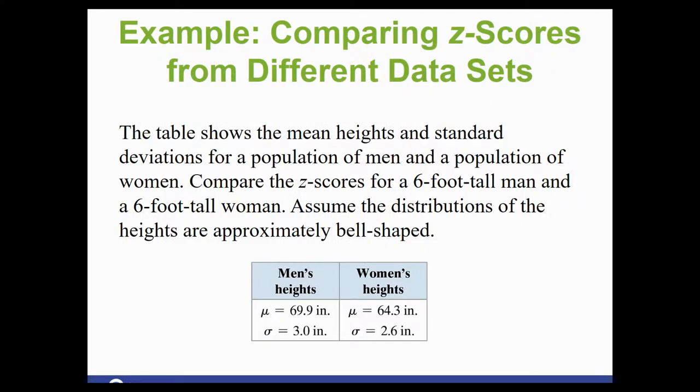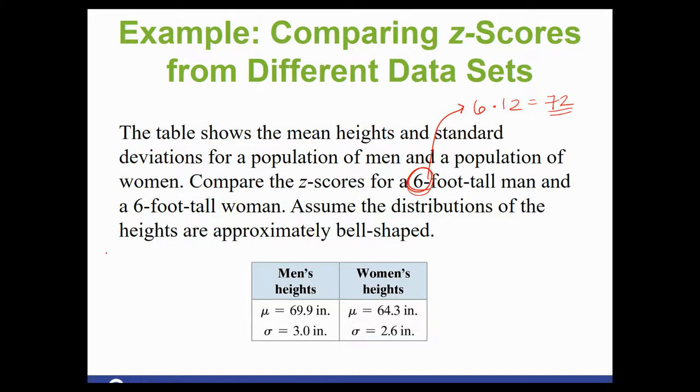So this example says, the table shows the mean heights and standard deviations for a population of men and a population of women. Compare the z-scores for a 6-foot-tall man and a 6-foot-tall woman. Assume the distributions of the heights are approximately bell-shaped. So everything in our little chart is talking about inches. So quick math here, we got to switch 6 feet into inches. So 6 foot times 12 inches in each foot gives us a height of 72 for this man and woman.